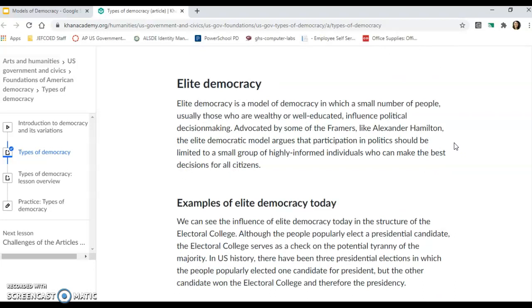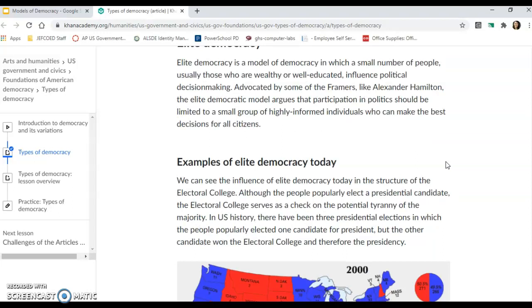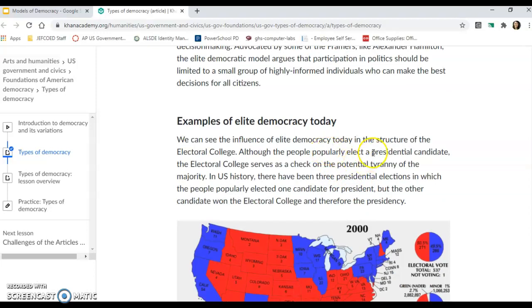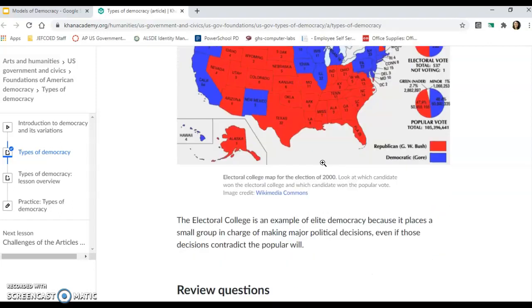And then finally, elite democracy, which we talked about, wealthy, well-educated, in the limelight, influential people. And examples of that are here. It says, we can see the influence of elite democracy today in the structure of the Electoral College. Although the people popularly elect a presidential candidate, the Electoral College serves as a check on the potential tyranny of the majority. And so we leave it in the hands of this very, very small and prestigious group to make this final decision for us.